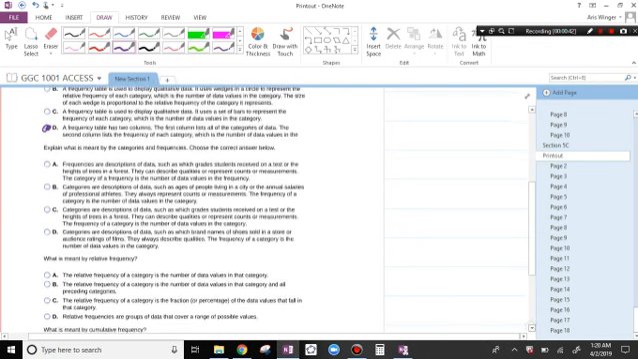Explain what is meant by the categories and the frequencies. Categories are descriptions of the data, such as which grades students received on a test or the heights of the trees in the forest. They can describe qualities or represent counts or measurements. The frequency of a category is the number of data values in the category.